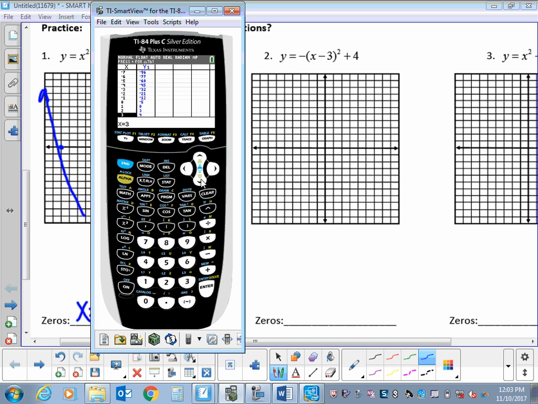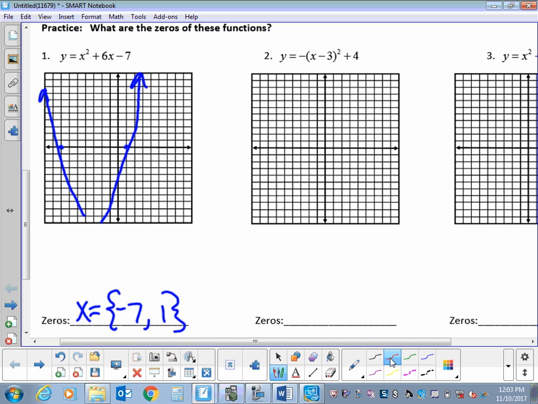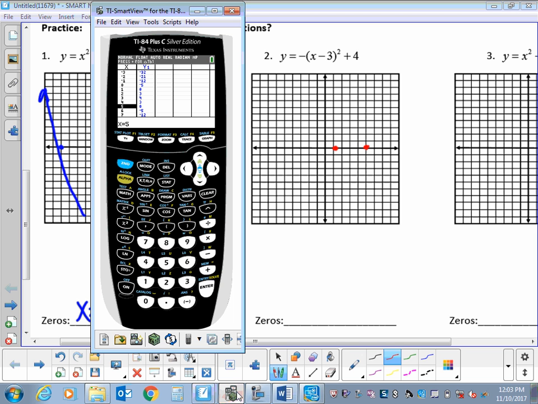1 is correct, and 5 is correct. So I'm going to put a point at positive 1 and positive 5. Because I'm not being too particular, I just want you guys to sketch your graph, okay? I want you to sketch your graph.